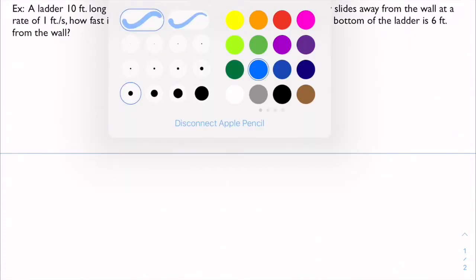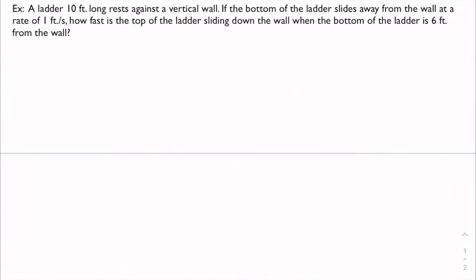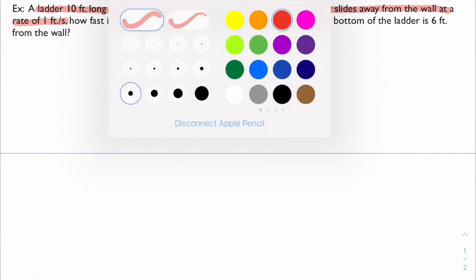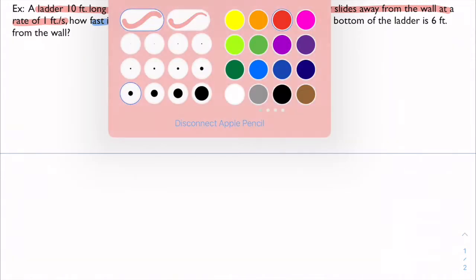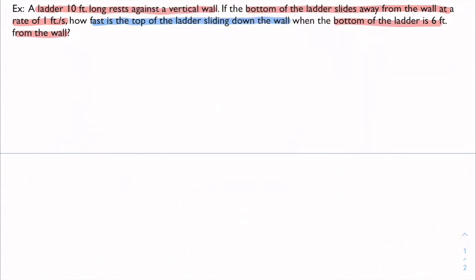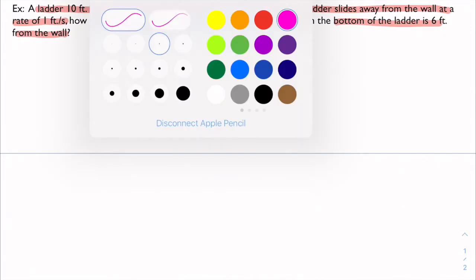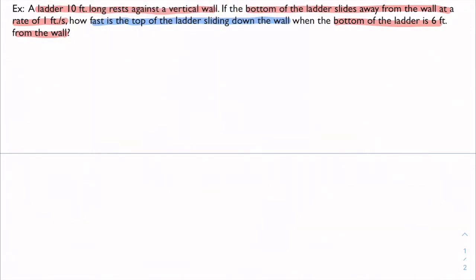So we're going to start same way as before. Let's just isolate our information. I have a 10-foot long ladder, and it's resting against a vertical wall. The bottom of the ladder slides away from the wall at a rate of 1 foot per second. And I want to know how fast the top of the ladder is sliding down the wall at the moment that the bottom of the ladder is 6 feet away from the wall. This is a problem with a lot of information. This is a problem that's much better to start with drawing a picture, but let's actually start by isolating it just to keep our process the same for now.